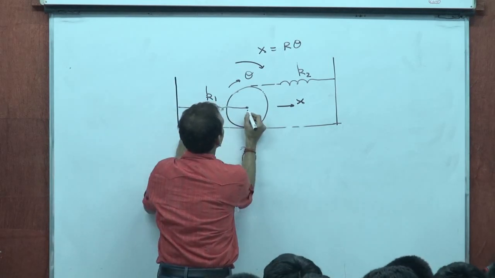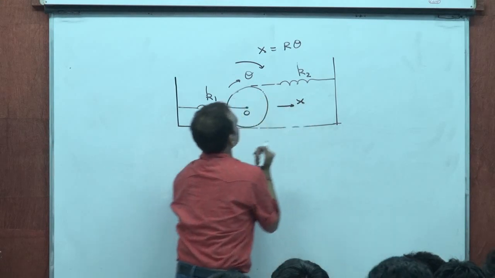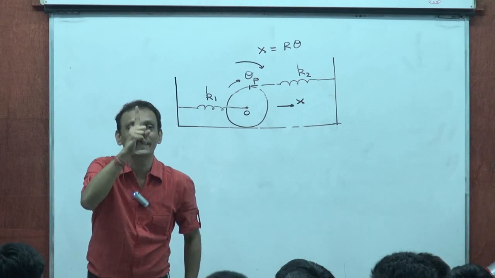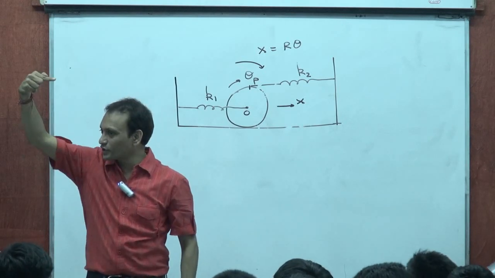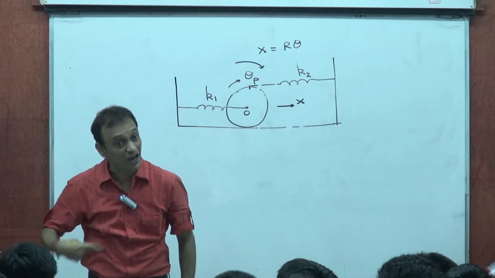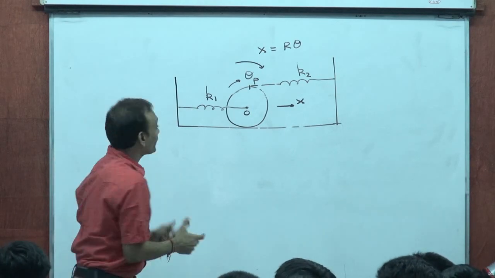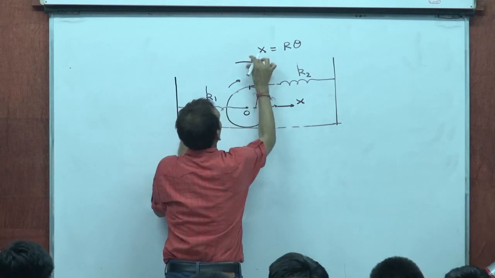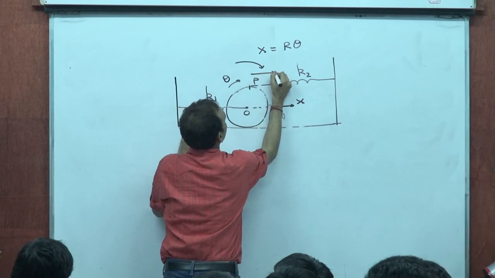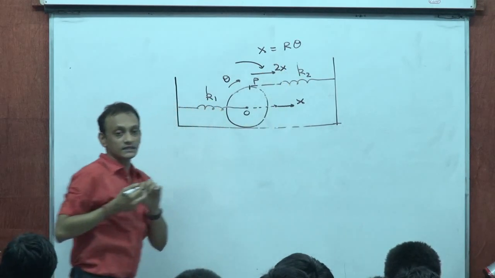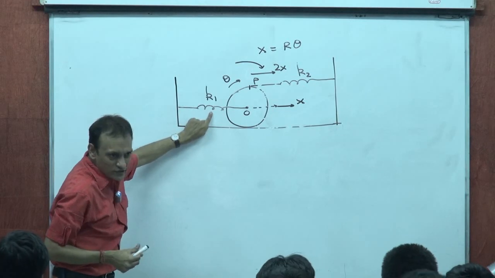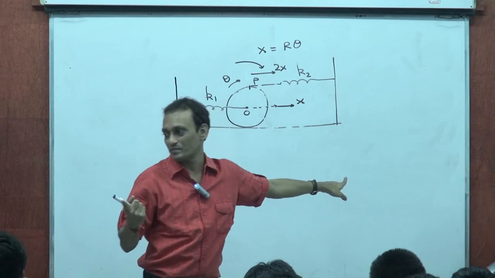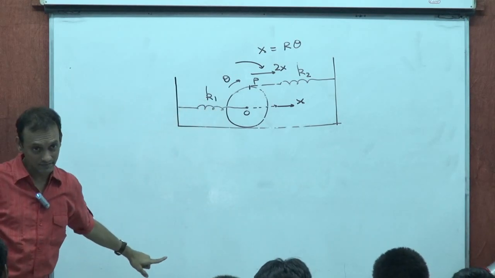Now, when I cause the center of this to move by an amount x, the topmost point will move by an amount 2x. Why? Because the velocity of the topmost point in pure rolling is twice the velocity of the center of mass. Yes or no? Right. So while this moves by an amount x, the topmost point moves to the right by an amount 2x. So while this spring elongates by an amount x, the spring will compress by an amount 2x, right?